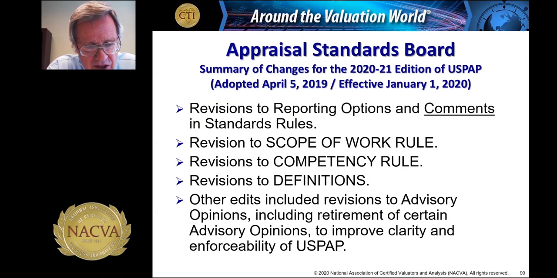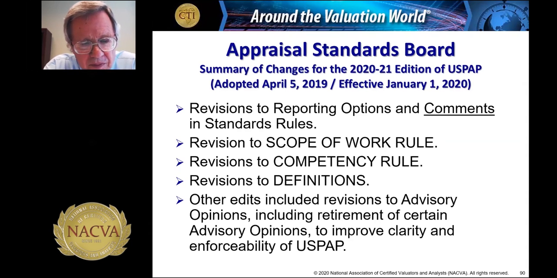I'm going to be talking about the Uniform Standards of Professional Appraisal Practice, which contains standards for all types of appraisal services, including real estate, personal property, business, and mass appraisal. That is updated every 2 years. The Appraisal Standards Board of the Appraisal Foundation adopted and issued the 2021 edition of USPAP on April 5th, 2019, that became effective January 1st of this year.